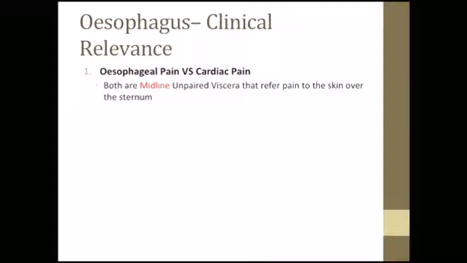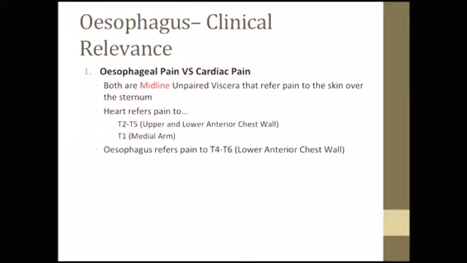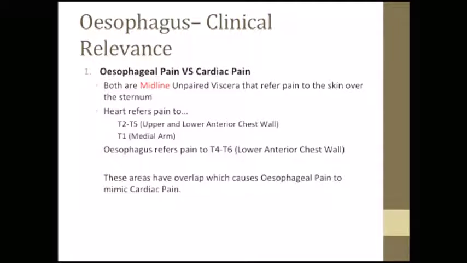So now we contrast esophageal pain versus cardiac pain. So the heart refers pain to T2, T5, and T1. So basically this refers pain to the upper part of the chest and the medial arm. If you compare this with the esophagus, it refers pain to T4 to T6, and this is the lower anterior chest wall. So you might think, oh, so there's no confusion there. But a lot of patients in hospital actually present very vaguely. Any chest pain is just regarded as a general thing. They don't actually make the demarcation between lower or upper retrosternal pain. So there's a great degree of overlap, and esophageal pain tends to mimic cardiac pain.